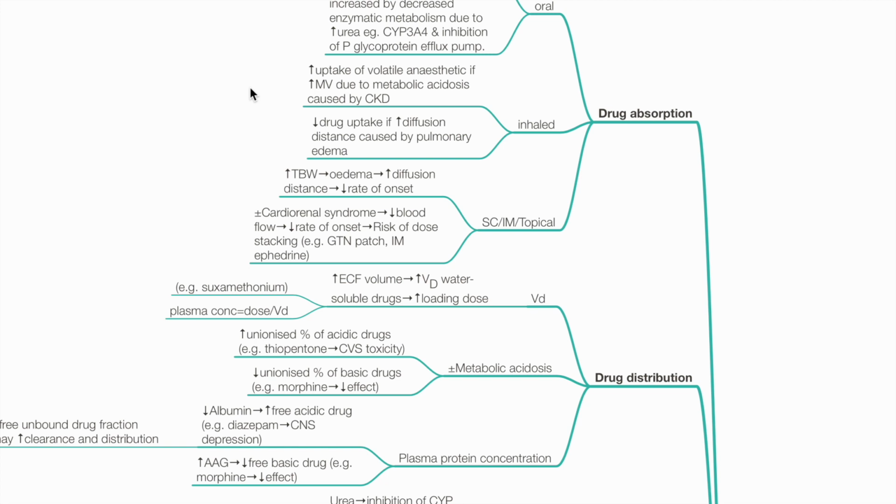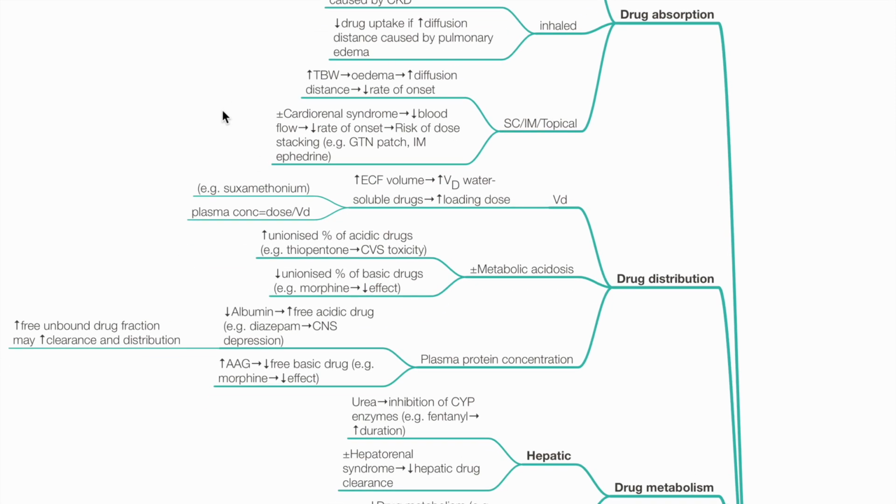For inhaled drugs, there may be increased uptake of volatile anesthetic if there is increased minute ventilation due to metabolic acidosis caused by CKD. Drug uptake via inhaled route may reduce if there is increased diffusion distance caused by pulmonary edema. For drugs administered via subcut, IM, or topical, increased total body water leads to edema, which increases diffusion distance, and this reduces rate of absorption and onset.